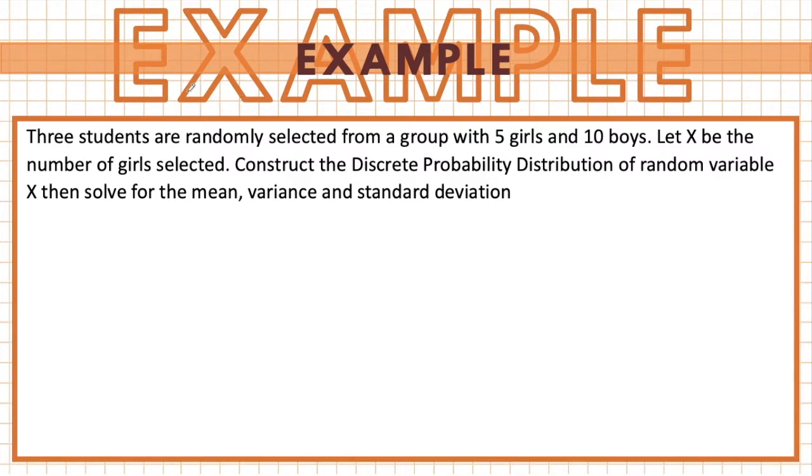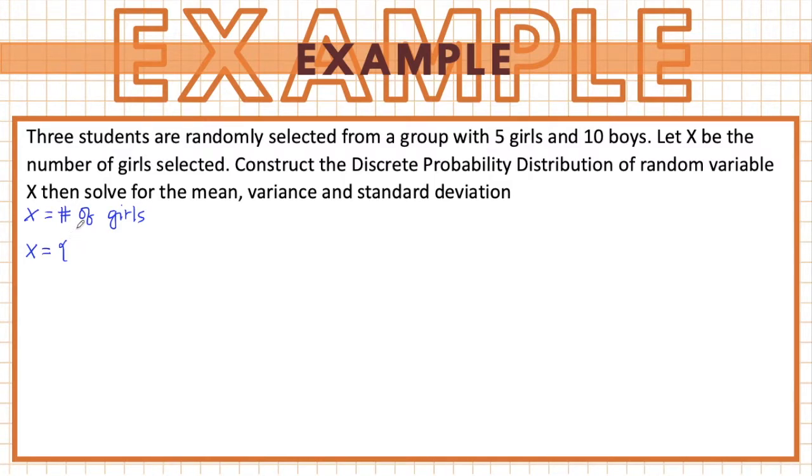So in constructing the discrete probability distribution, we have to identify first kung ano ba yung mga values ng ating random variable. So our random variable here is x and it denotes the number of girls selected from this group. Okay? A group with 5 girls and 10 boys. So if x is the number of girls selected, what will be the values of the random variable? That is the next thing that we have to identify.